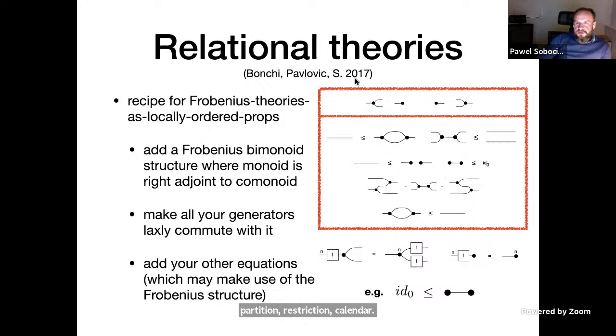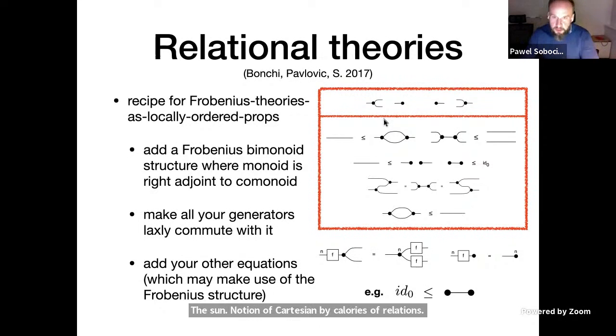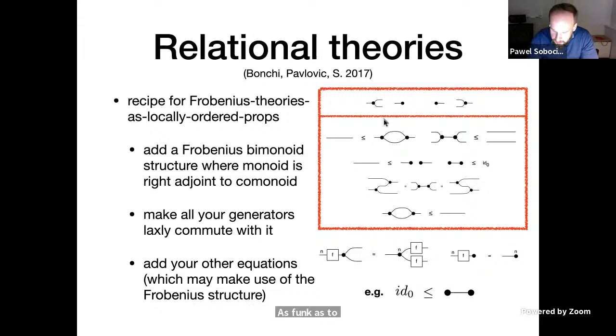And one can play the game also for even more permissive theories, which we call relational theories. Here we use something due to Carboni and Walters, this notion of Cartesian bicategories of relations. Again, I don't want to go into details, but there's a Fox-like theorem for these things, and there's a recipe for building these things up. And here we want to consider models as functors to Rel, and Rel is a Cartesian bicategory of relations.